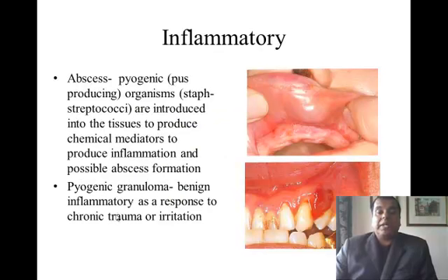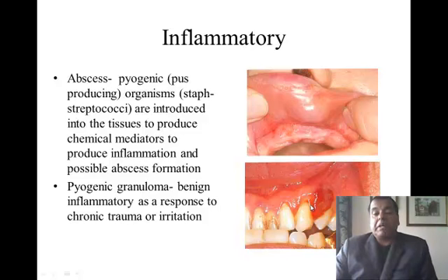Inflammatory causes of swellings in the mouth include, most commonly, an abscess, which is pyogenic organisms causing a pus-producing swelling of the tissues through inflammation and possible abscess formation. Here, even though this is an edentulous patient, there may be a retained root in that situation, causing this swelling and infection in the lip. Pyogenic granuloma is a benign inflammatory response to chronic irritation.